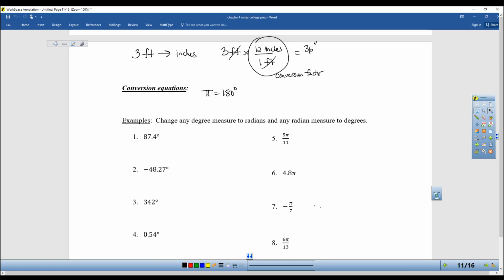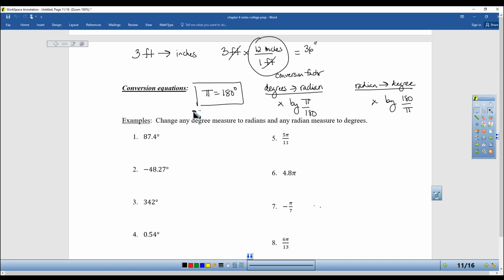Since that's not quite enough for everybody, I will actually tell you the equation. If you're trying to go from degrees to radian measure, then you want to multiply by pi over 180. If you're trying to go from radians to degrees, then you want to multiply by 180 over pi. But the basic conversion factor is this. And honestly, if you just know that, you can convert anything. That is your conversion factor.